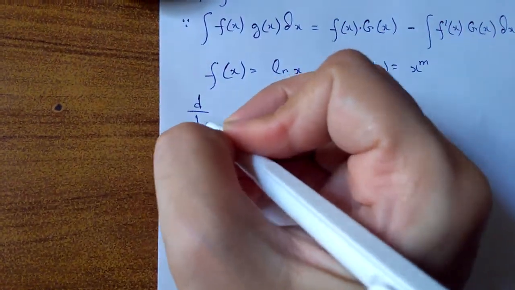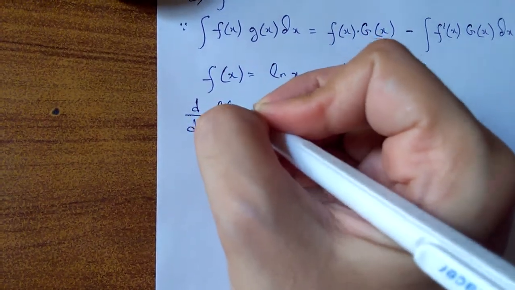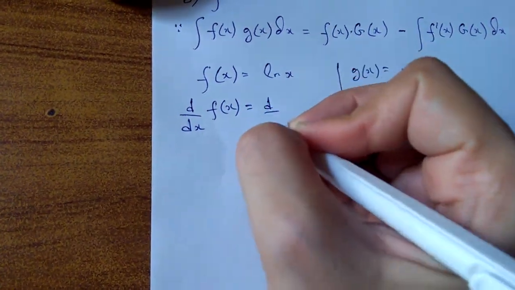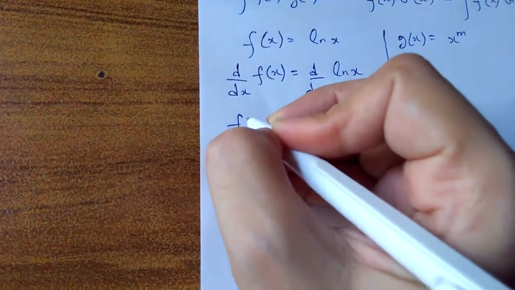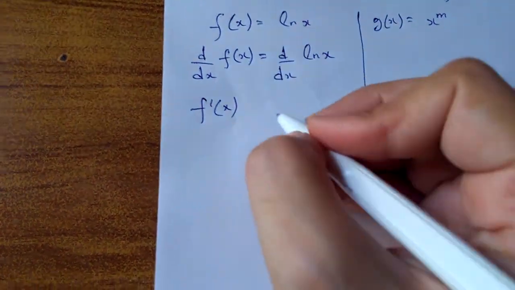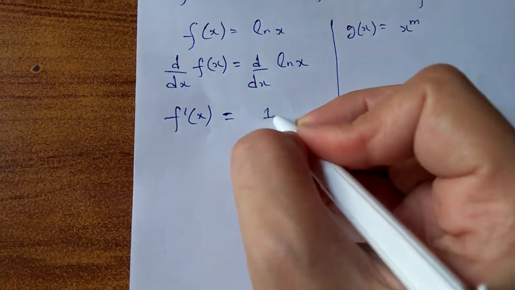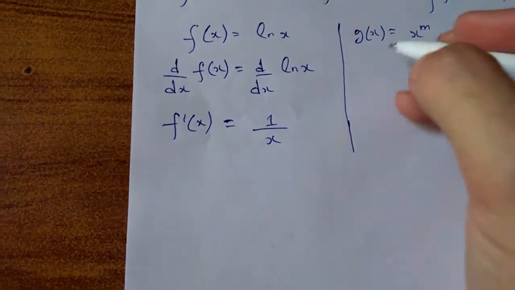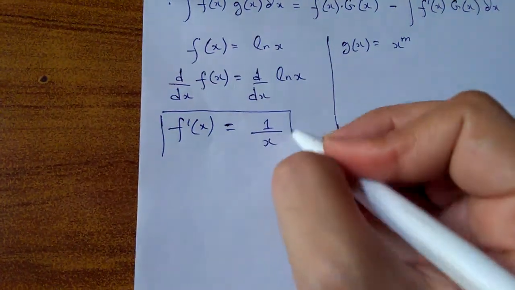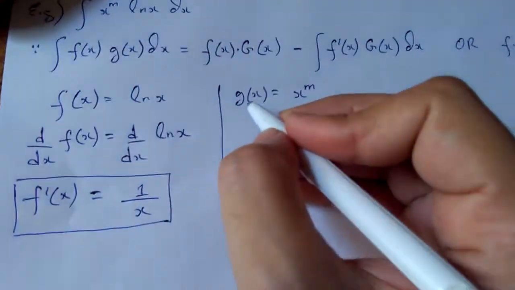Then you're going to get your f prime x after that. So your f prime x is equal to 1 upon x. That's it. It's done. Now let's highlight this and move ahead over here.